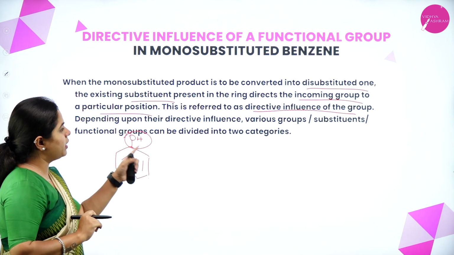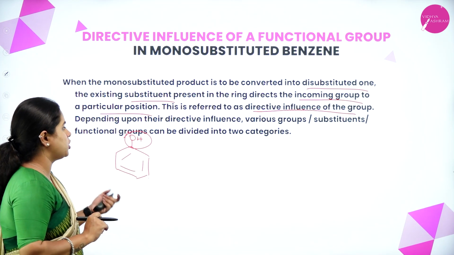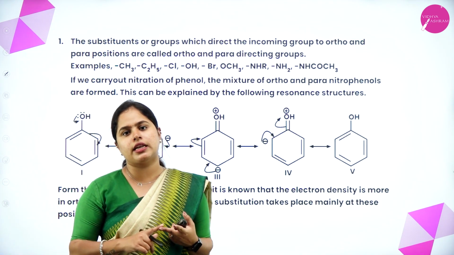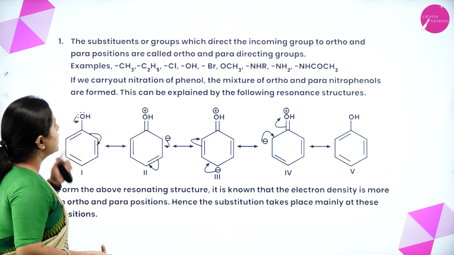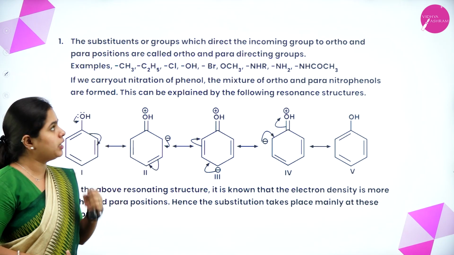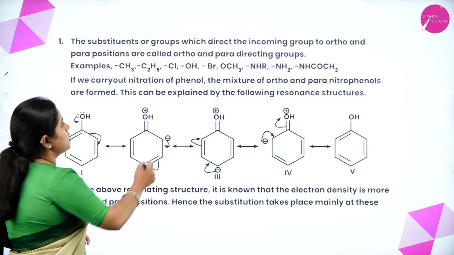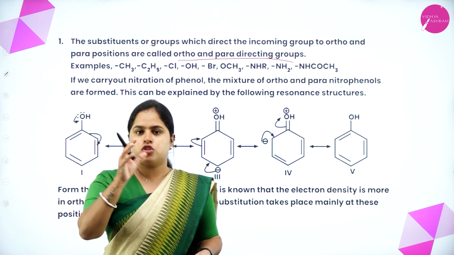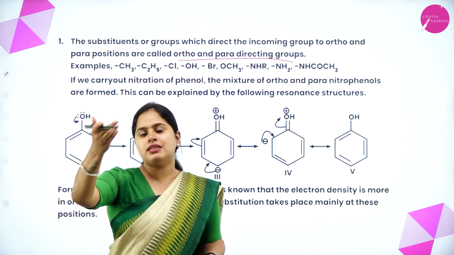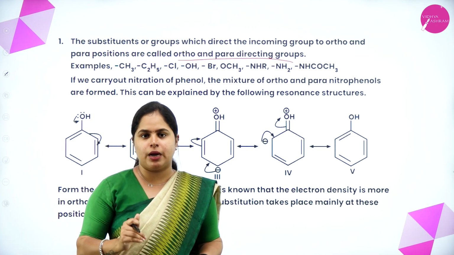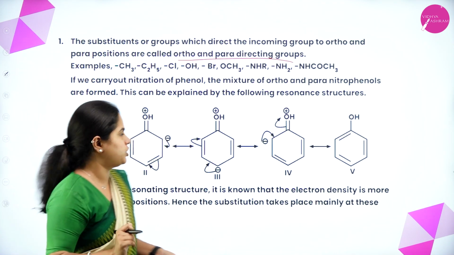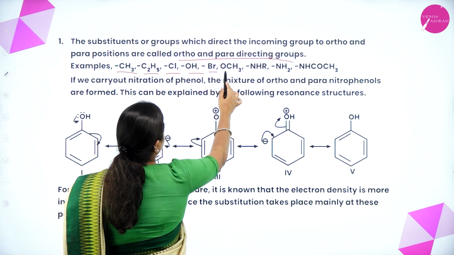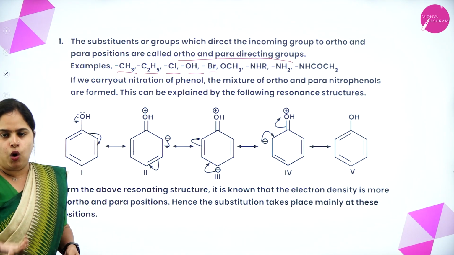Depending upon their directive influence, various groups or substituent functional groups can be divided into 2 categories. The first one is ortho-para directing, and the second type is meta-directing. The substituents or groups which direct the incoming groups to ortho and para positions are called ortho-para directing groups. That's the first type. There are certain groups which, when there is any other incoming group, will direct it into ortho and para position. For examples, methyl group, ethyl group, chlorine, right? Hydroxy group, bromine, all these are examples of ortho-para directing groups.